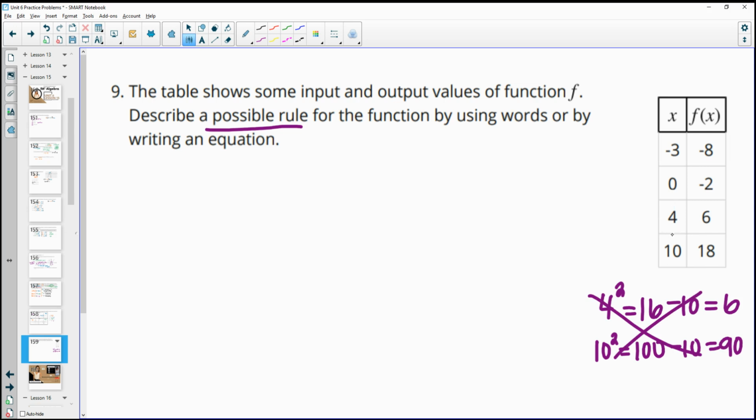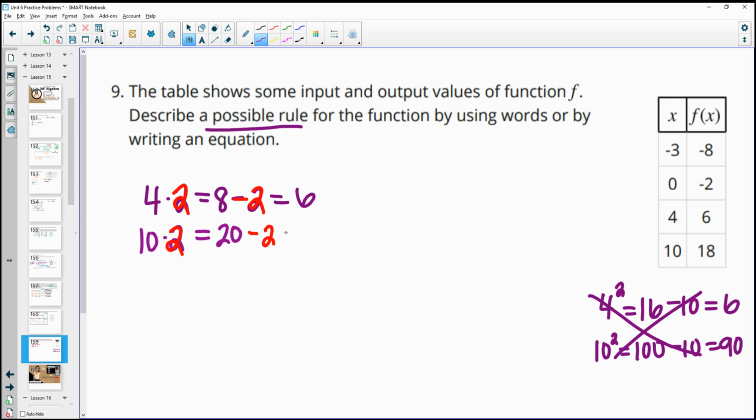We could try maybe taking it times 2. So 4 times 2 is 8. And then to get to 6 would be minusing 2. So what we did here was multiply by 2 and then subtract 2. So then we could try that with another one. So 10 times 2 is 20. And then we could minus 2 from that, and that gives us 18. So that worked. So then we can try it with these other ones.